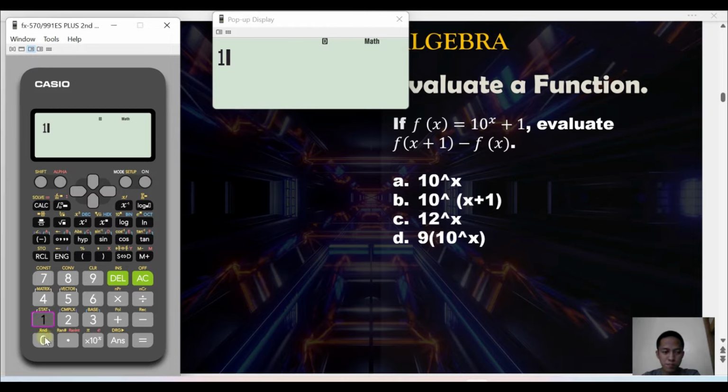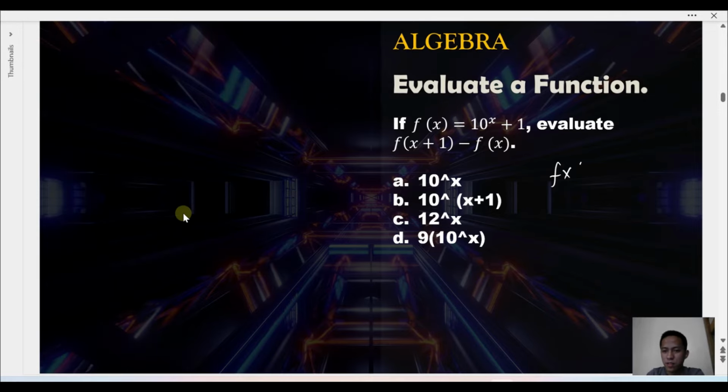Okay, so therefore, if x is 2, therefore, if we are going to use this, we have here 10 raised to x. Okay, we have here plus 1. So that is f of x. So if you press CALC, then let's say 2, if x is 2. So etong f of x, okay, f of x. So f of x that is 101.